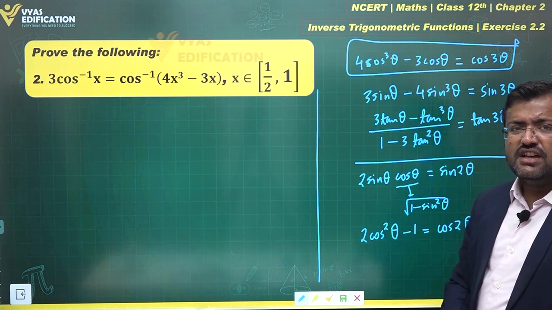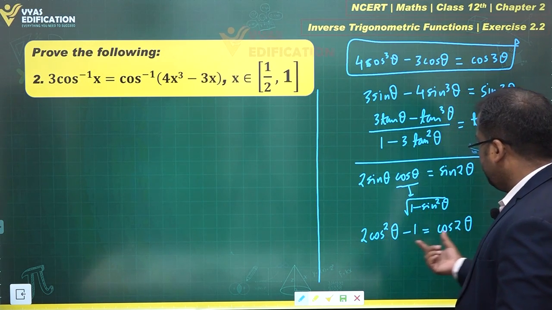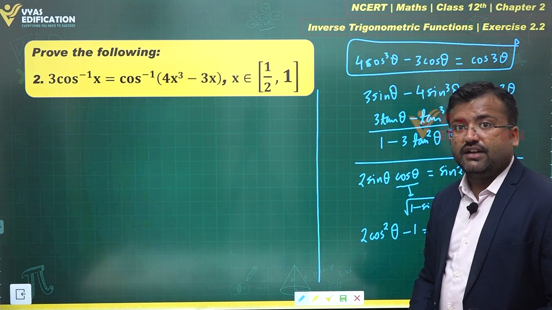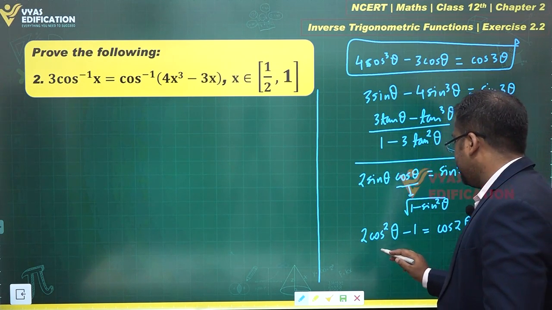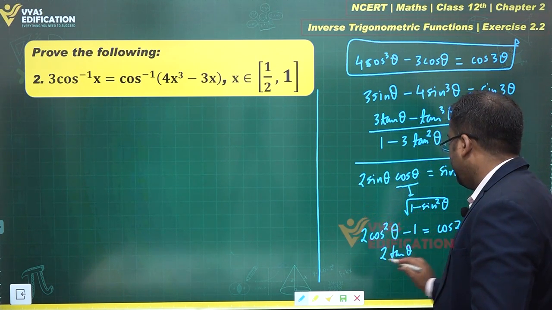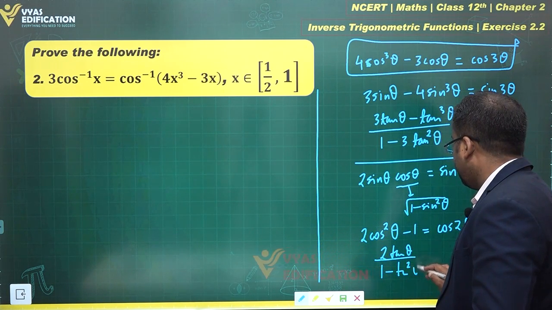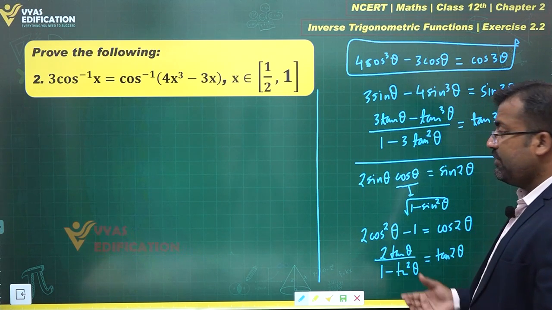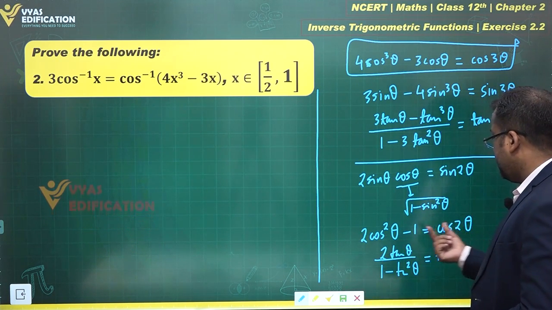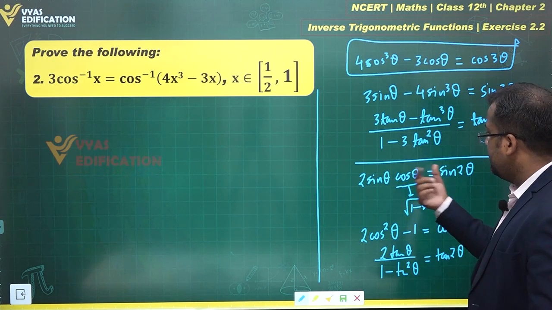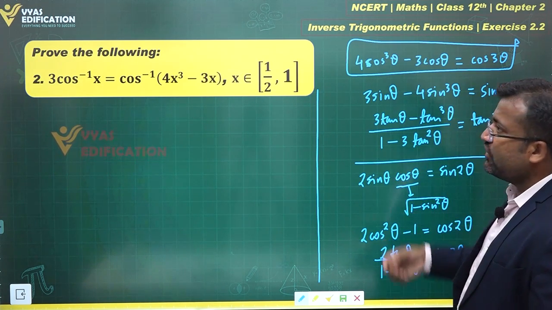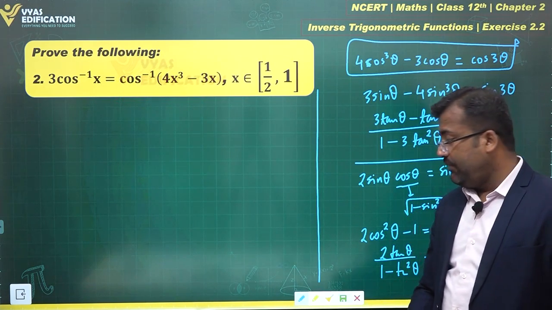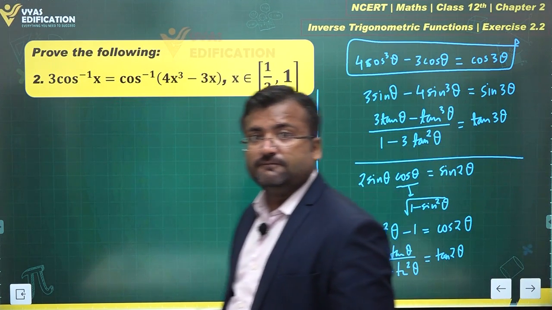What about the other results? In case of 2x square minus 1, you can substitute x as cos theta and use this. What else? For tan, yes, 2 tan theta over 1 minus tan square theta is equal to tan 2 theta. If you remember these results carefully, that is the formulas for cos 2 theta, tan 2 theta, sin 2 theta, tan 3 theta, sin 3 theta, cos 3 theta, you'll be able to solve questions based on those formulae. Let's take a look at this one.